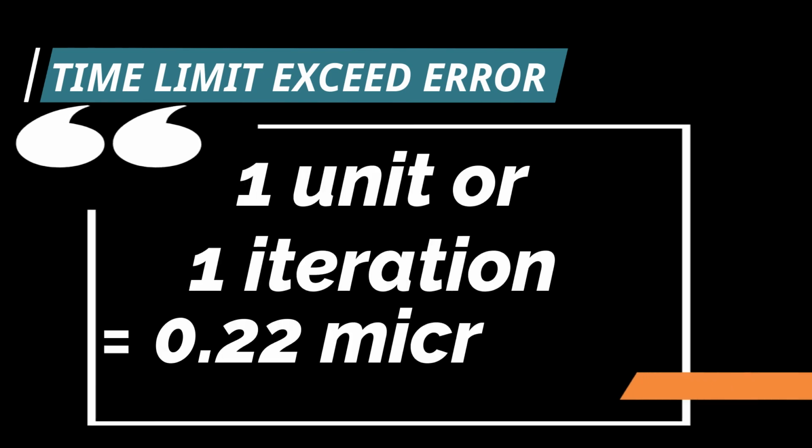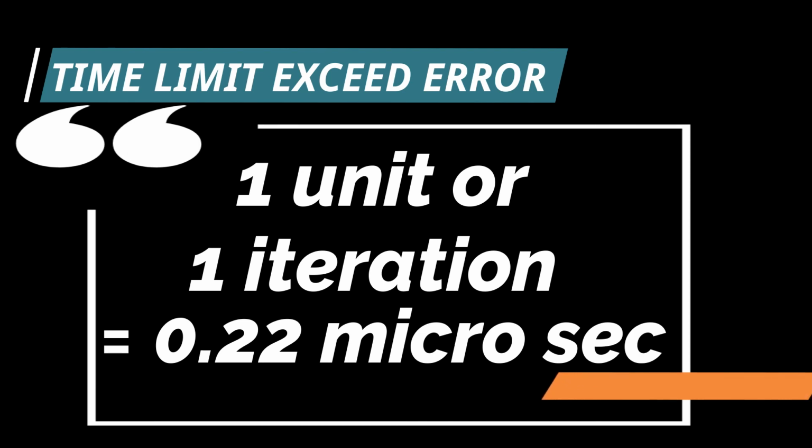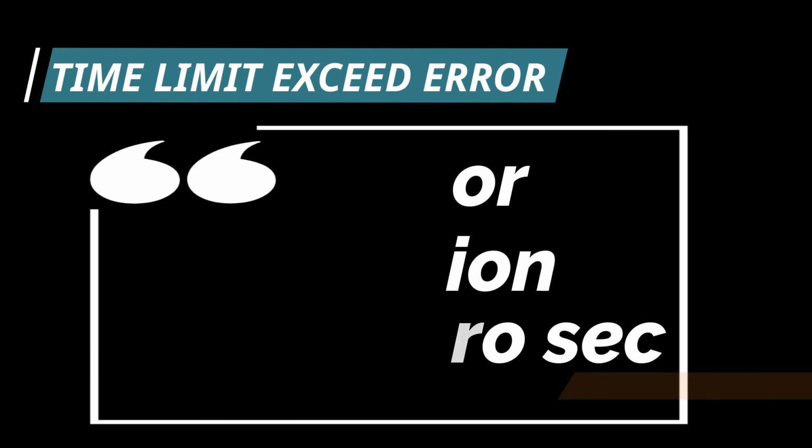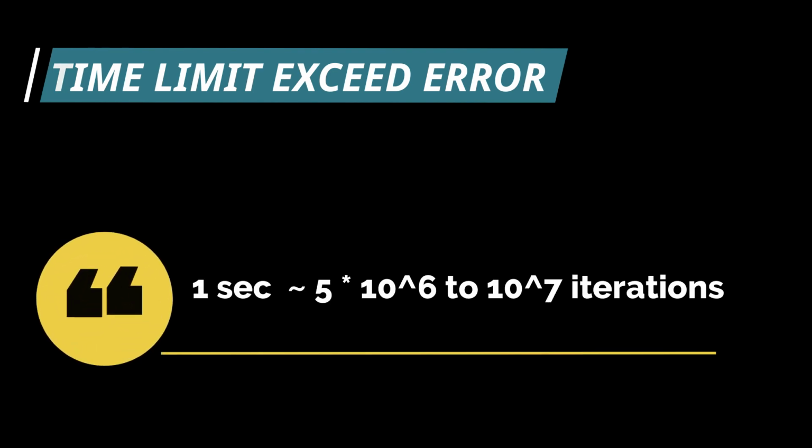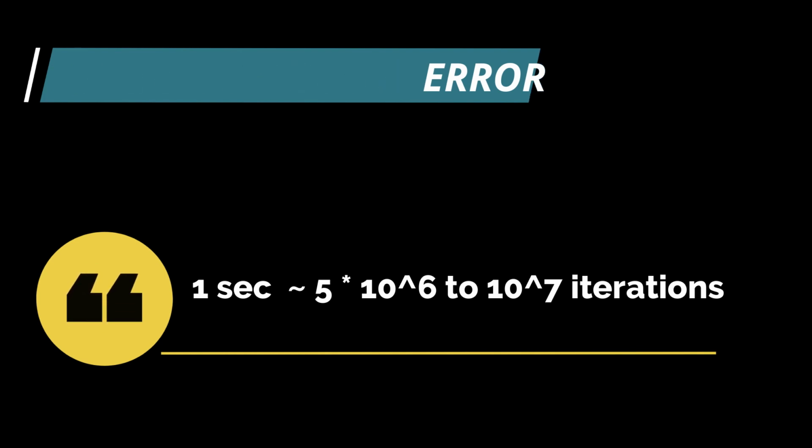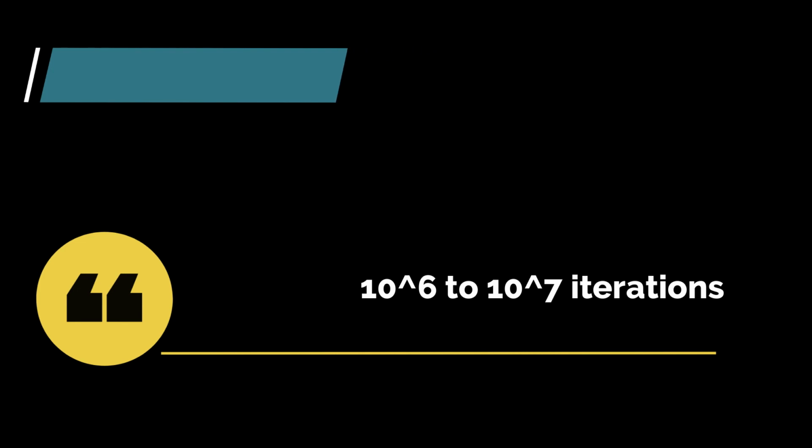Always remember 1 unit takes almost 0.22 microseconds to iterate, so from this information you can calculate how many iterations will be completed in 1 second, or 2 seconds, or 5 seconds. Now why do we calculate for only 1, 2 and 5 seconds? Because most of the questions have these time limits.